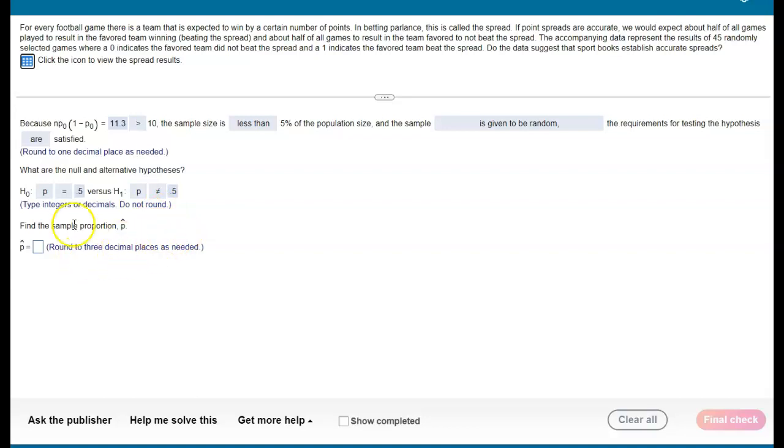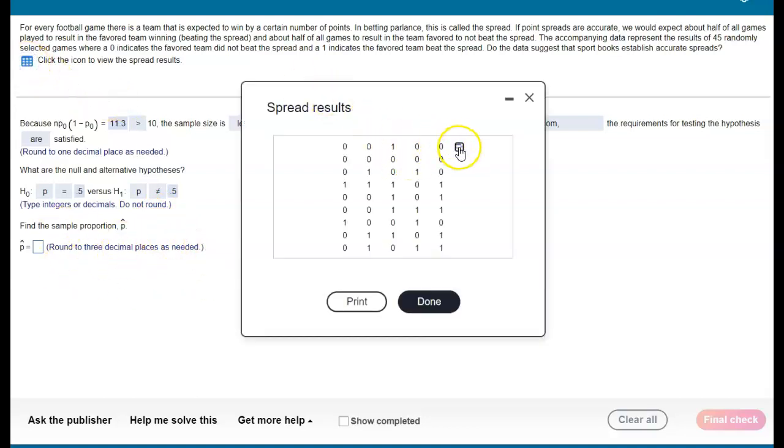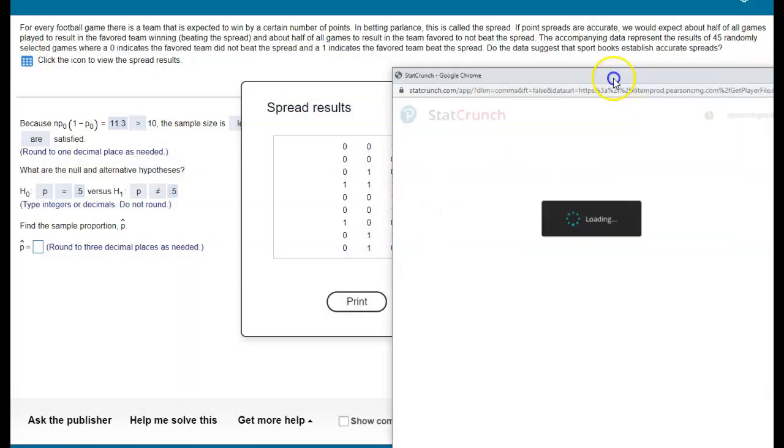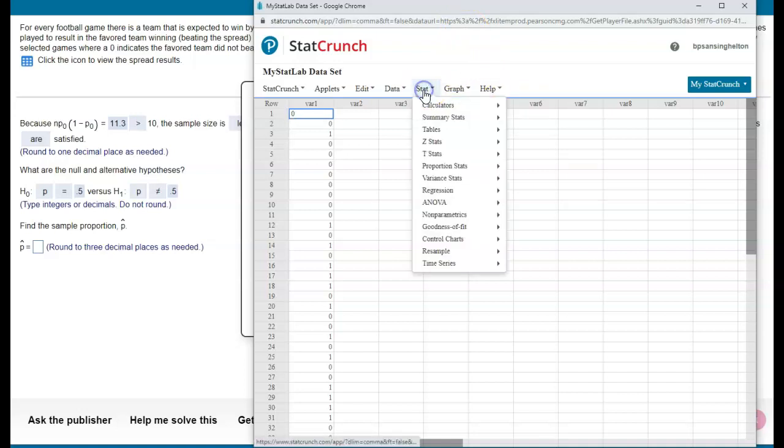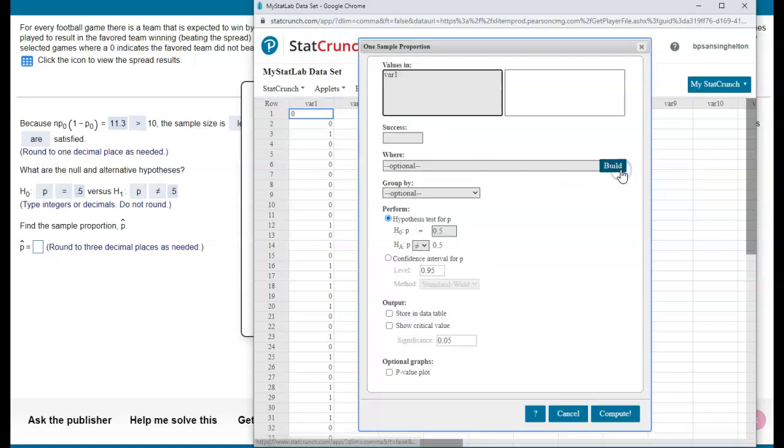To do this, we use StatCrunch. So I'm going to click on the little icon and open StatCrunch. Here's StatCrunch, and we're going to do a hypothesis test on a proportion statistic. So we choose proportion statistics. It's just one sample of 45, and we have data here instead of summary. So we say with data.